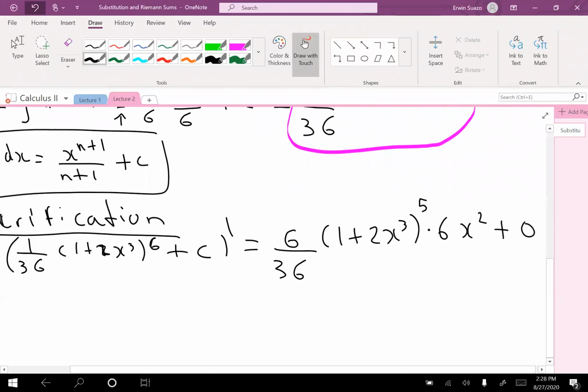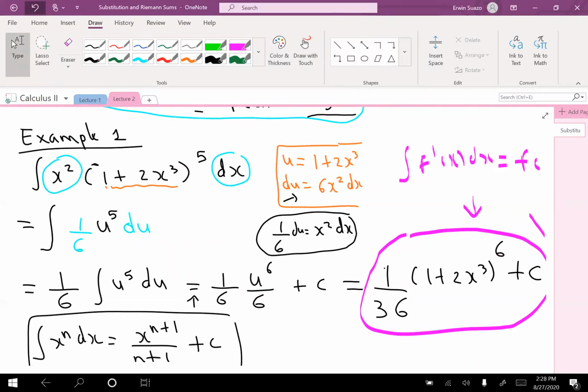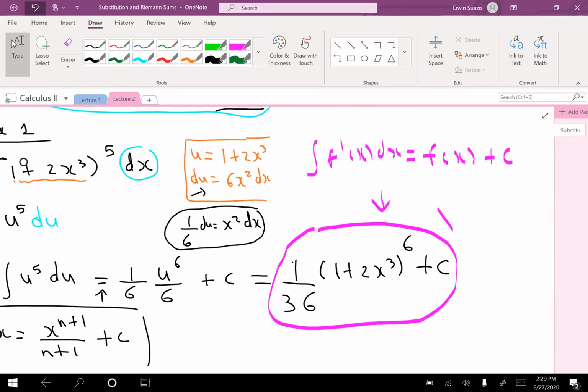Now 6 times 6 is 36, so my answer is x squared times (1 plus 2x cubed) to the 5th. And turns out that is exactly what is right here. I'm talking about this guy, x squared times (1 plus 2x cubed) to the fifth. So the derivative of this guy is this guy. I just verified using the fundamental theorem of calculus, so my answer is correct.